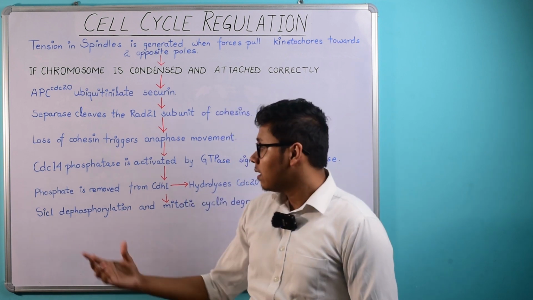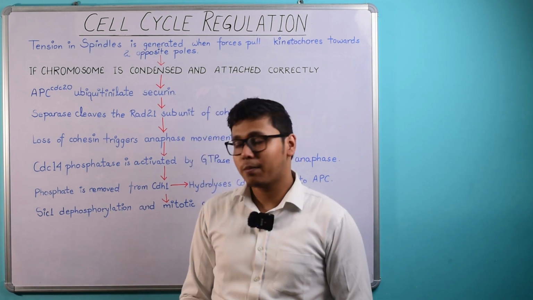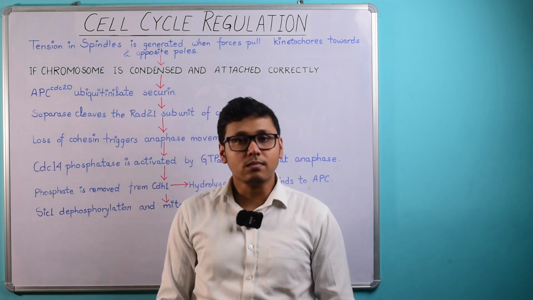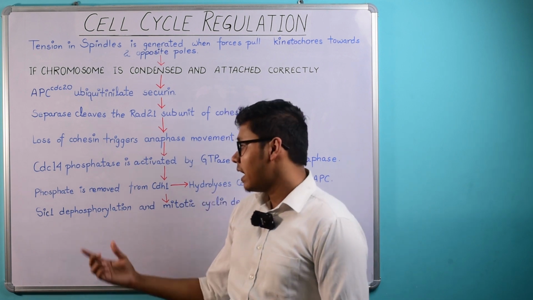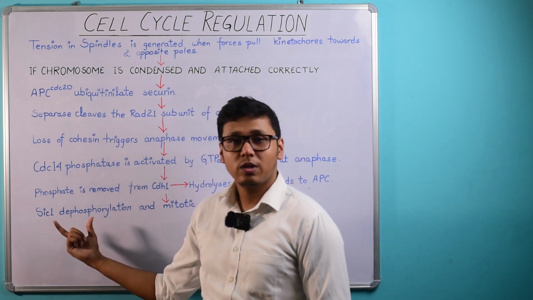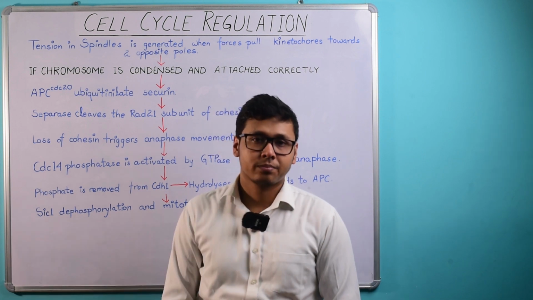Just one thing, that the SIC1 dephosphorylation is also taking place here. So now the cell is ready to move into the G1 phase, and the S phase proteins will be inhibited by this CKI protein.